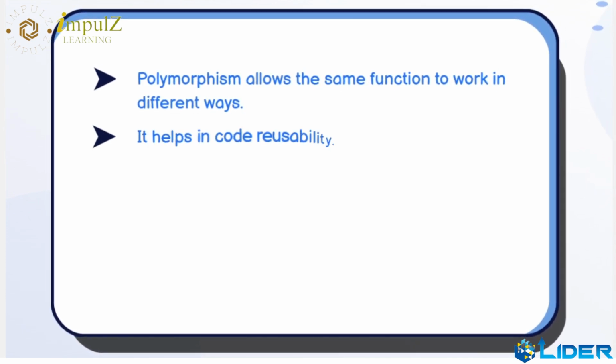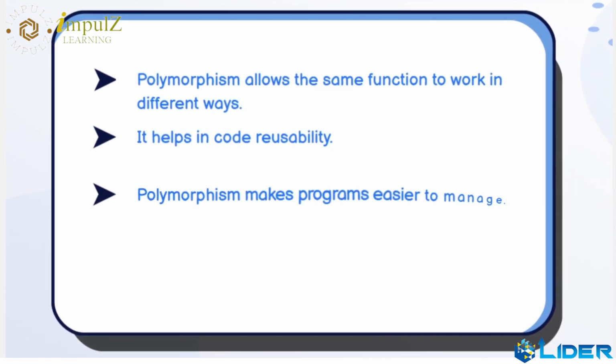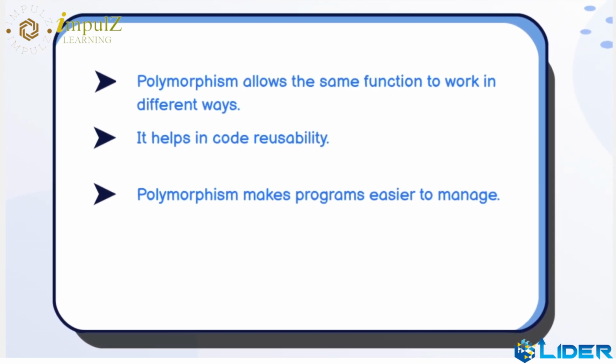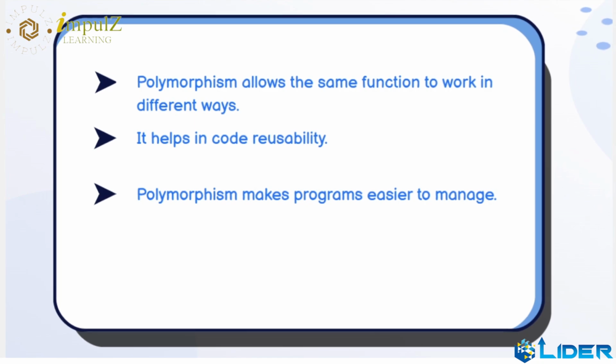Polymorphism allows the same function to work in different ways. It helps in code reusability. Polymorphism makes programs easier to manage.